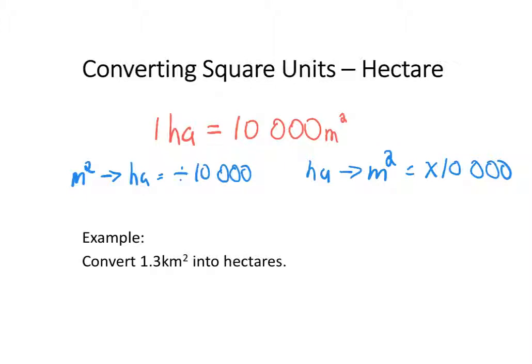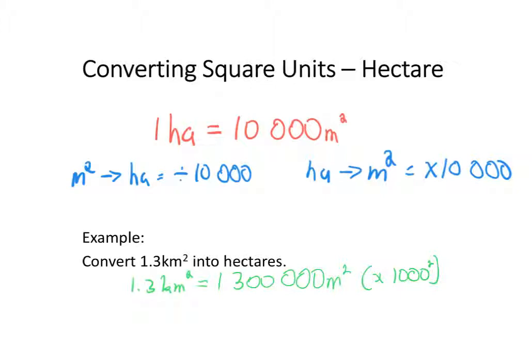So having a look at the example, I want to convert 1.3 kilometers squared into hectares. Now before I can convert it into hectares, I need to convert it into meters squared. So 1.3 kilometers squared is going to equal 1,300,000 meters squared. And I know that because I timesed it by 1,000 squared, as I did in the example earlier in the video.